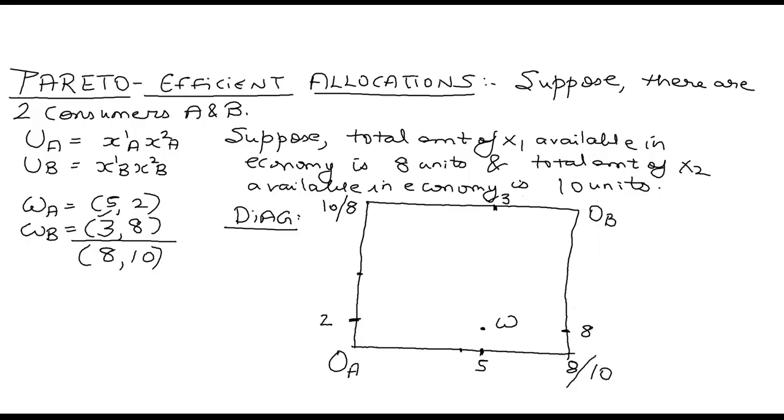Okay, now suppose both the agents are consuming their endowments. So I can draw A's IC. Now A's IC is like this. This is the IC of A, and suppose B's IC is like this. Both are currently consuming their endowments.